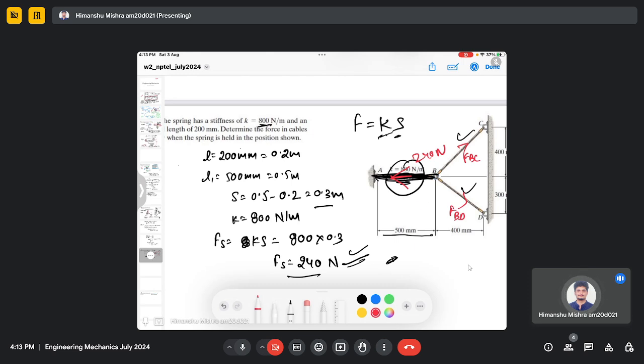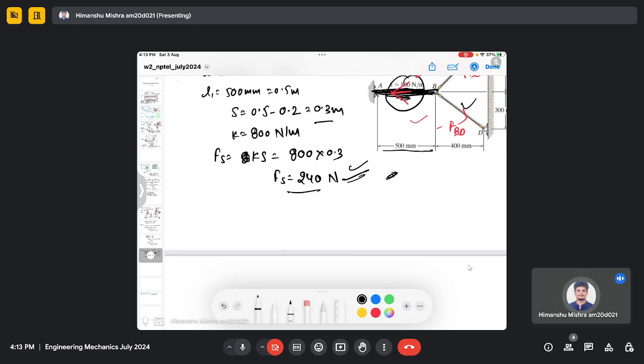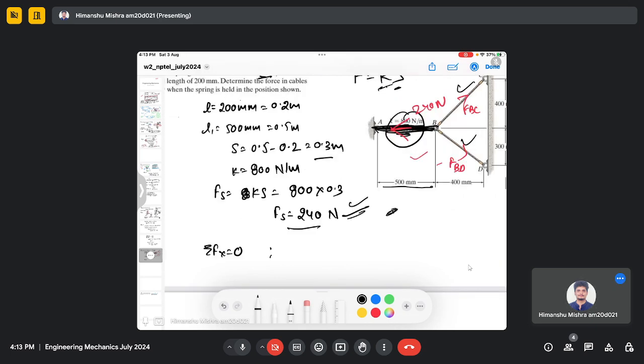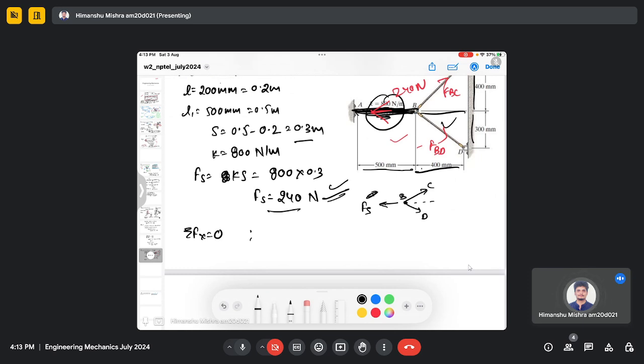So this type of problem we already solved in the previous attempt. So now you can just use the force balance exercise. In the x direction, the summation of force equals 0. First let me make the free body diagram. So this is BC, this is BD, this is the spring force. And we have been given the sides, so we don't need to worry about the angle theta because we can use the trigonometric ratio to calculate the components.